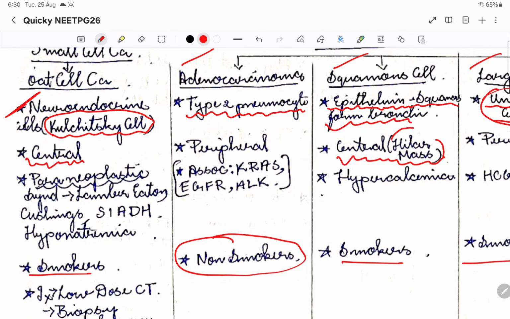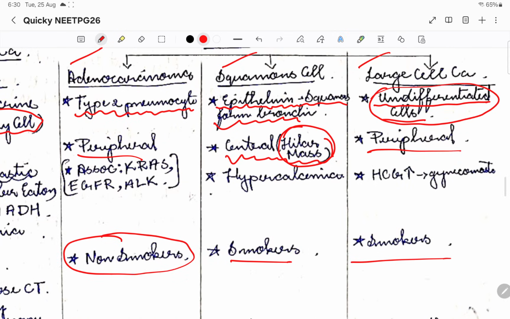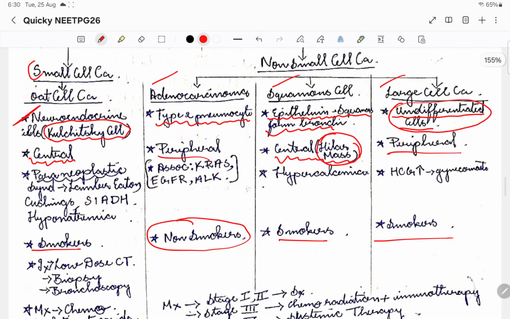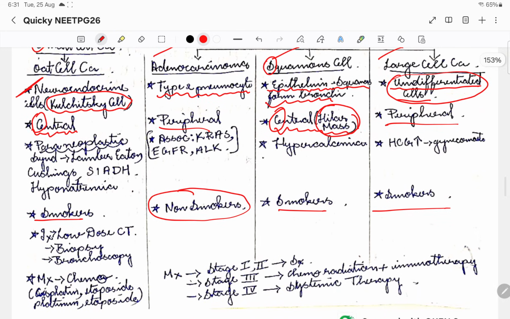Okay, so hilar mass can be seen with respect to small cell carcinoma, whereas adenocarcinoma and large cell carcinoma will be peripheral. Can you remember this? Yes, C, right? Small cell is central and squamous, yes, C. So central. That is how you can remember. This is the easier way you can remember.